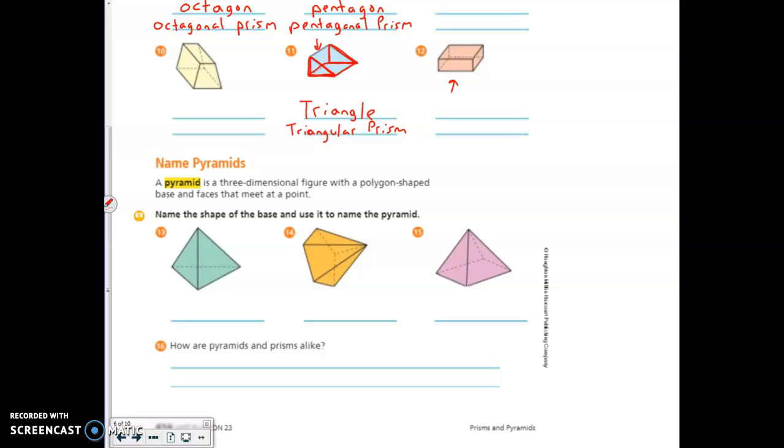Now, if we take a look at what makes something a pyramid, same basic premise. Find the base, identify the base, name the base.